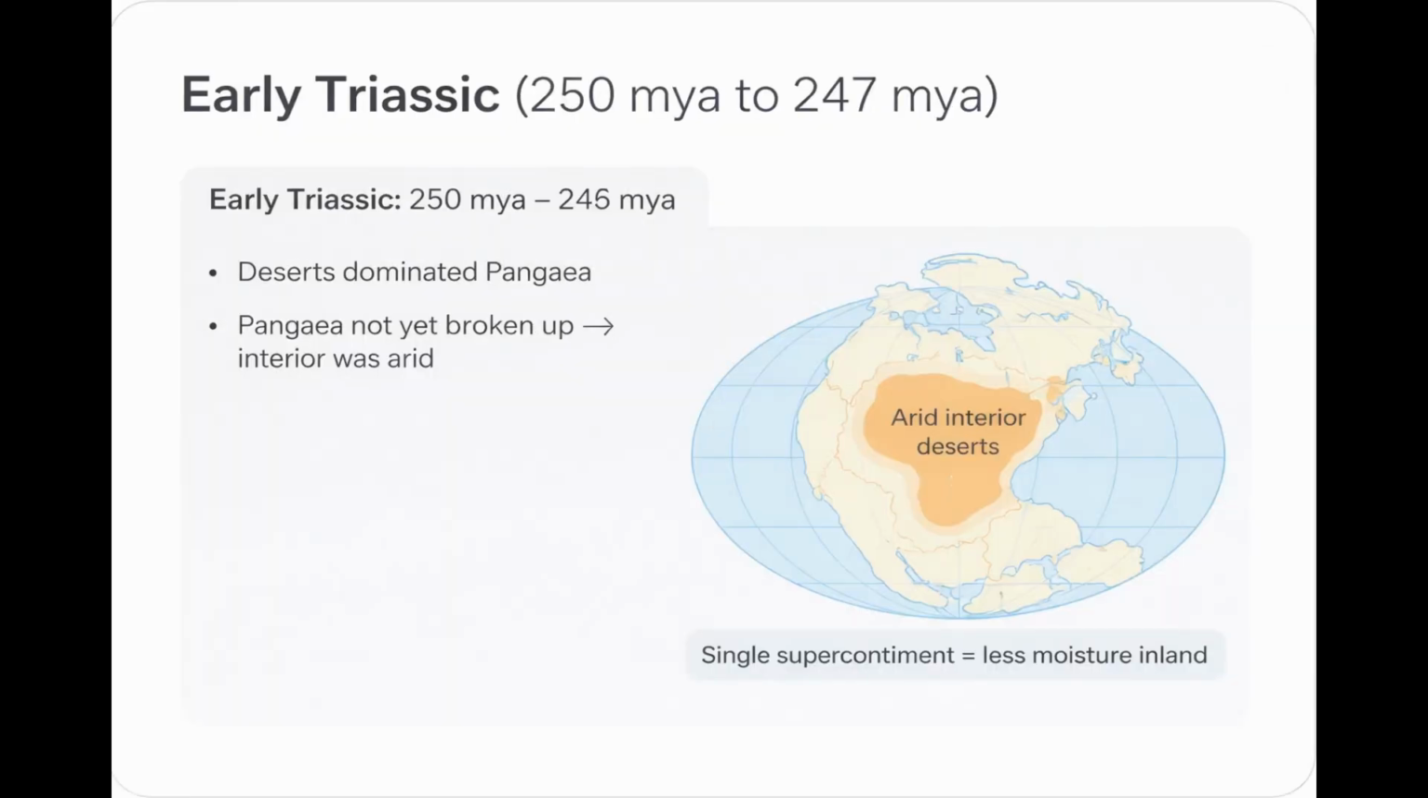In the early Triassic, deserts dominated Pangaea. Because Pangaea was still intact, its interior regions were far from ocean moisture sources, making them especially arid. This is a great example of how continental configuration, one big landmass versus separated continents, can strongly influence climate patterns.